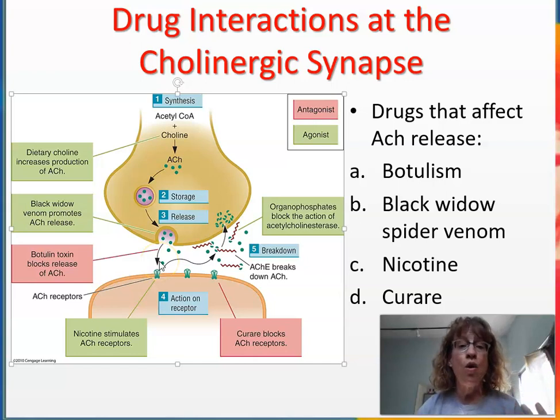So we need acetylcholine for motor movement. And now we are sick with botulism. It blocks the release of acetylcholine. We have no acetylcholine in these receptor sites, and basically we just drop.